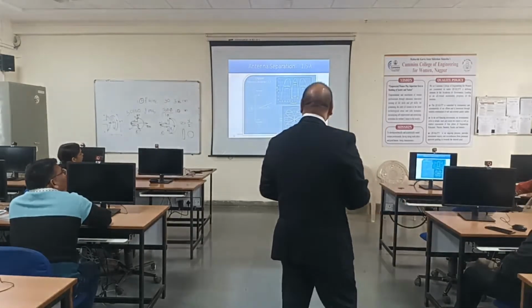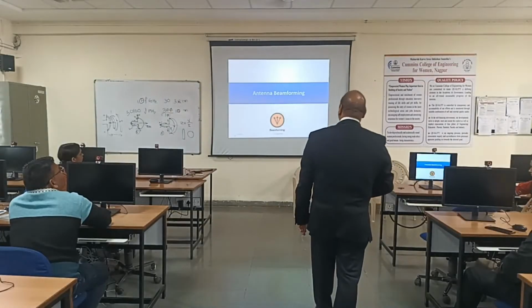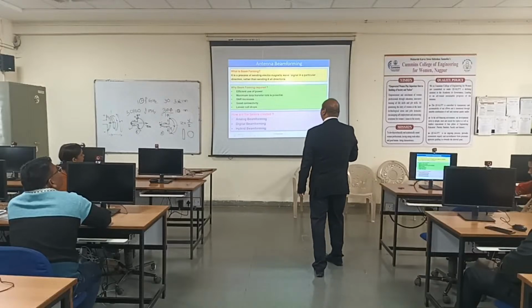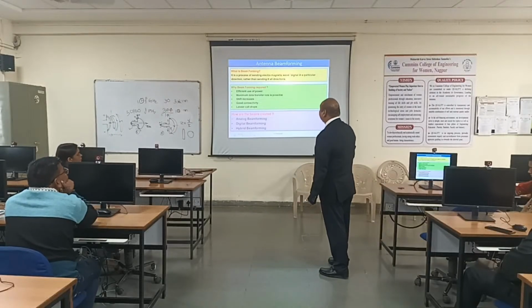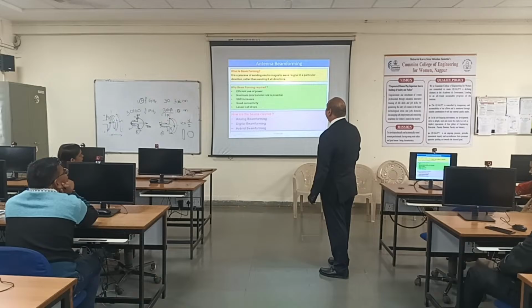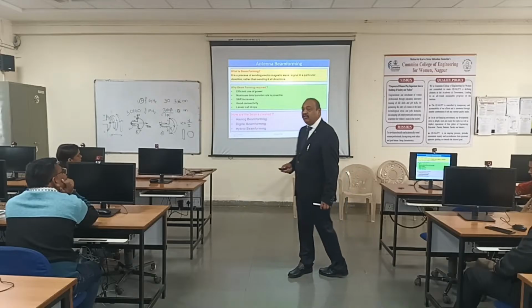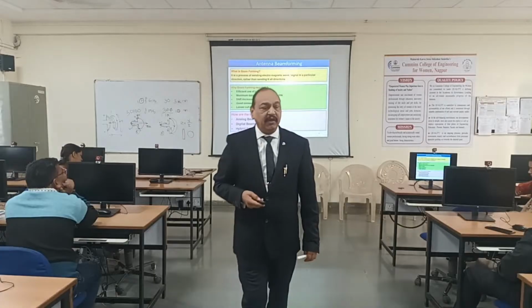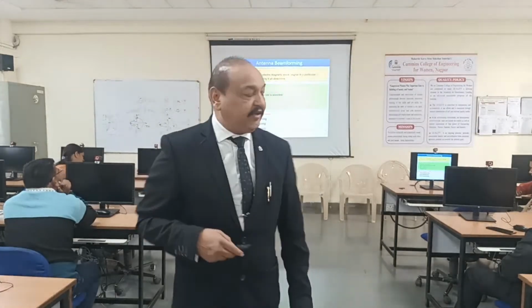Okay, next. Then antenna beam forming. So what is beam forming? The first question will arise. It is a process of sending electromagnetic waves or signals in a particular direction rather than spreading in all directions. Means we have to make a directive antenna. It should direct in a particular direction.